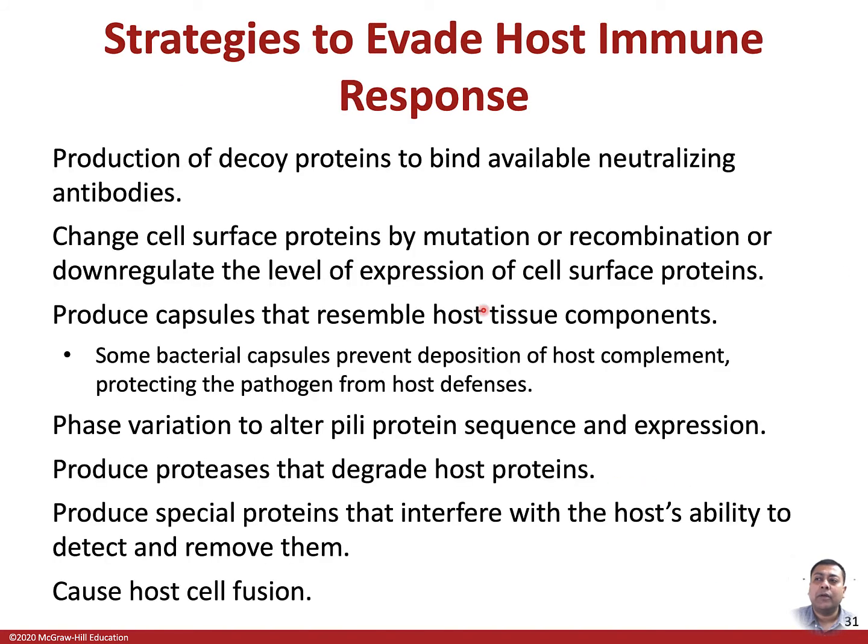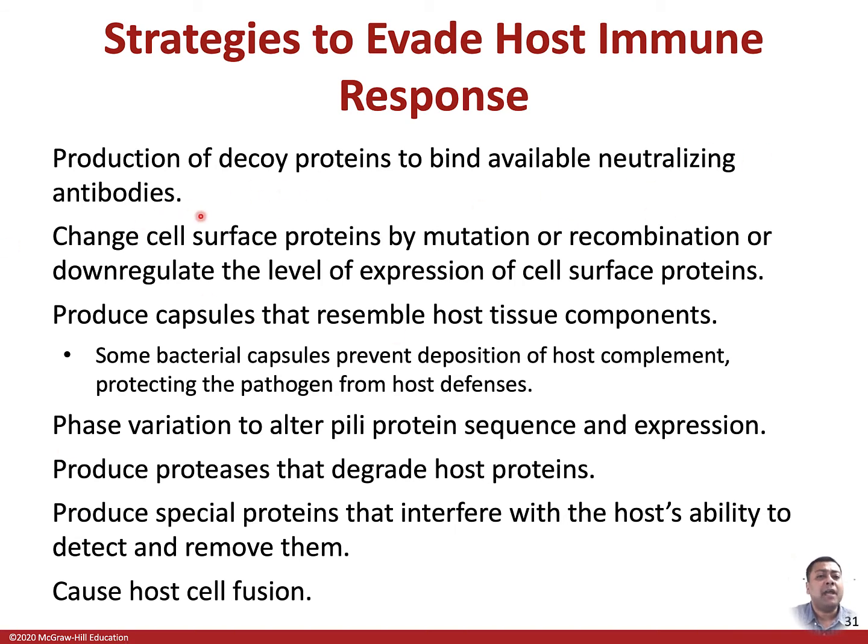So let's take a look right here at the different things that are being done. Here we are looking at the production of decoy proteins to bind the neutralizing antibodies. What we mean by decoy proteins is that pathogens all have some signature proteins on their surface which can be recognized by the neutralizing antibodies.